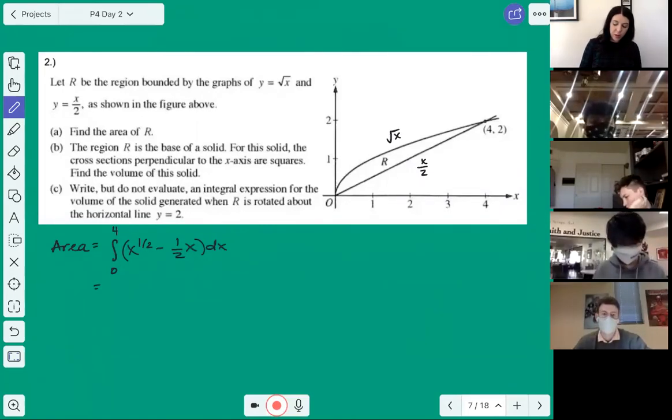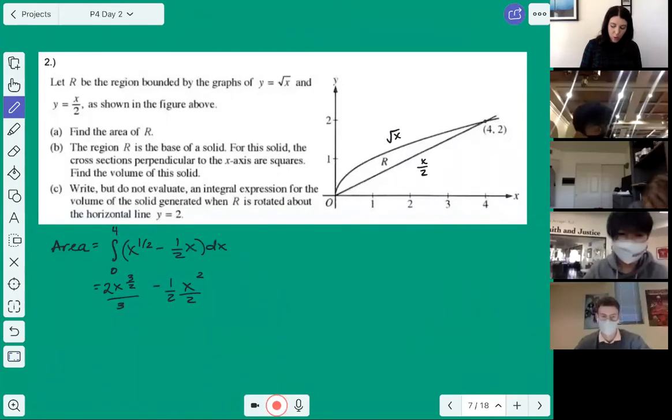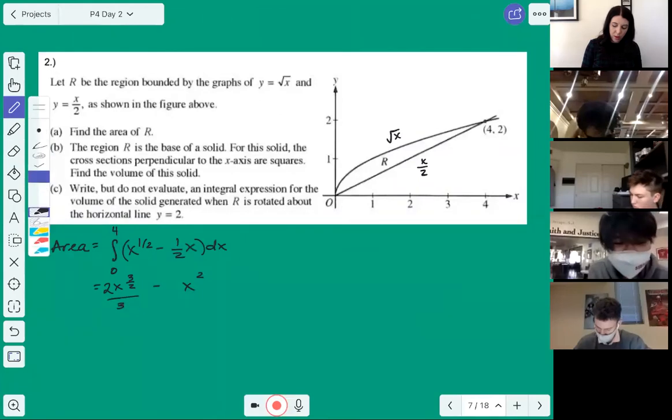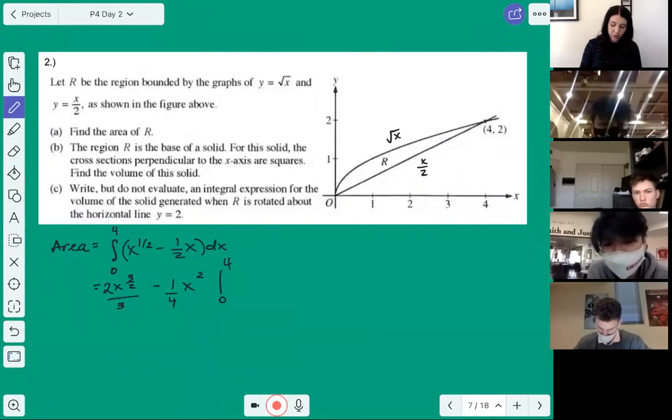Next thing we're going to do is take the integral. So x to the 3/2 over 3/2. That's how I like to do that. And then minus a 1/2 x squared over 2, which is the same as minus 1/4 x squared, and we're evaluating this from 0 to 4. Okay, now we're going to plug this in.